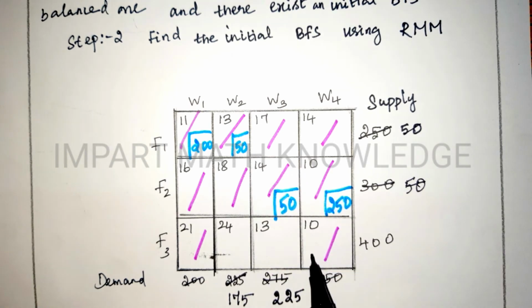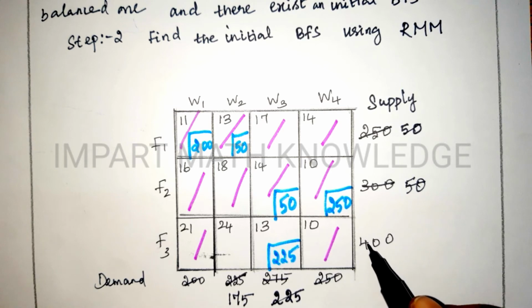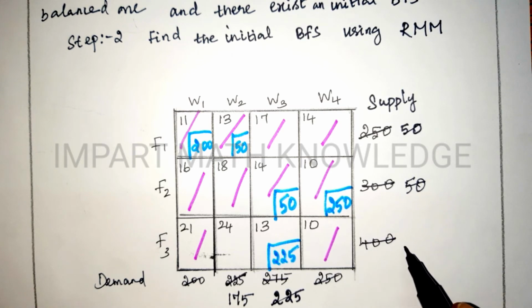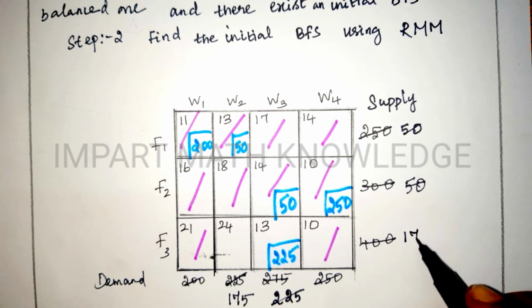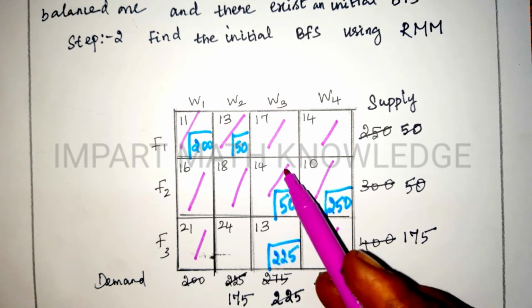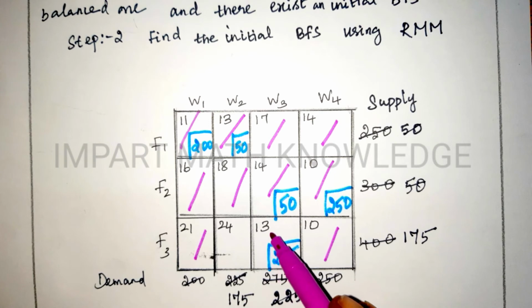Now in the third row, the minimum cost is 13. In this cell, we are going to allocate our value. For this cell, supply is 400, demand is 225. So we allocate 225 here. Once you allocate, you have to strike out 225 and here the remainder 400 minus 225 is 175. Here demand is satisfied, so you have to strike out the column.